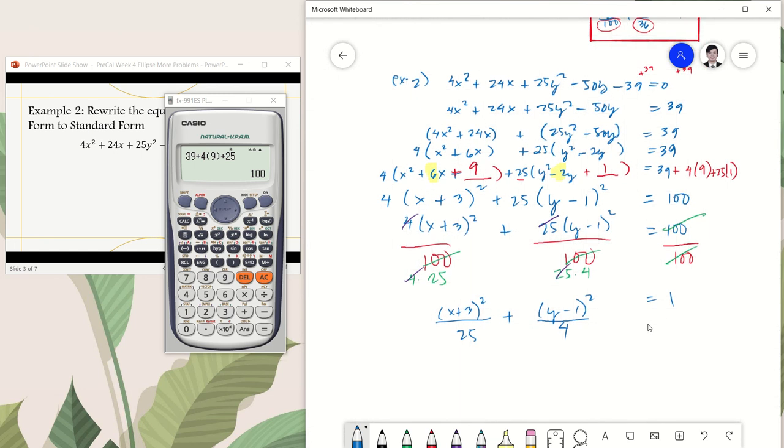We can also figure out what a and b are already. The a is the square root of our 25. The b is the square root of 4. And then the h is this one, the one beside x, and it's a plus, so meaning negative 3. The k, since it's a minus, is just 1.